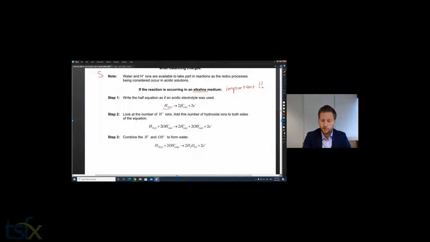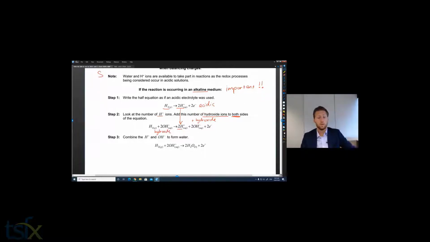So here's hydrogen going to hydrogen ions. That's an acidic electrolyte. Then you look at the number of hydrogen ions. So this is acidic at the moment. You look at the number of hydrogen ions on the left or right. In this case, they're on the right-hand side. And so now you add hydroxide ions to both sides of the equation. Here we had hydrogen ions. Now we're adding hydroxide to the right-hand side to balance out the charge. But those hydroxides must have come from somewhere, so we also add hydroxide to the left-hand side. And so now it makes it alkaline.